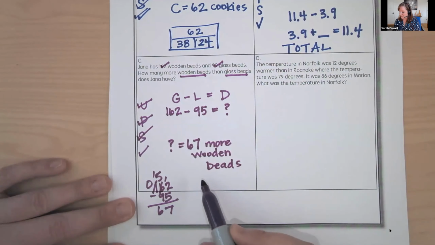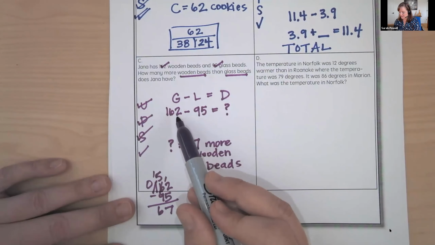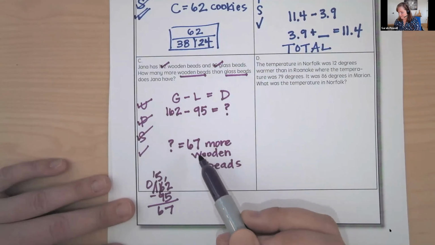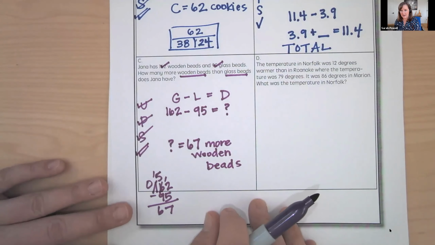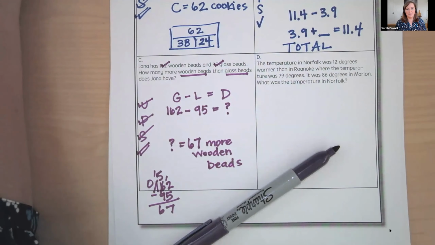And then I want to check my work. So I could check that 67 plus 95 does equal 162. I could do 162 minus 67. Does that equal 95? Several different ways to check my work, but I do just want to make sure that I have checked it.